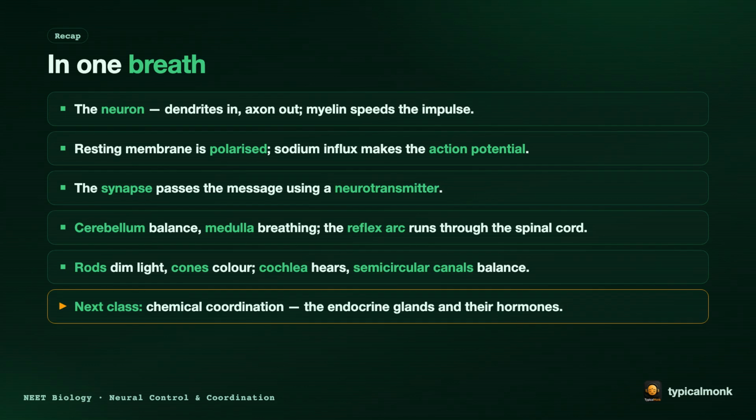In the next class, chemical coordination, that is, the endocrine glands and their hormones.